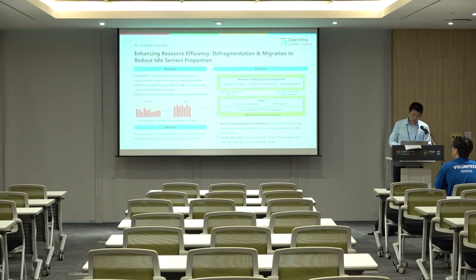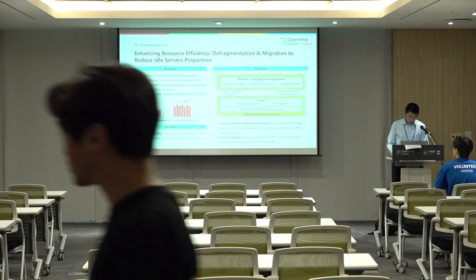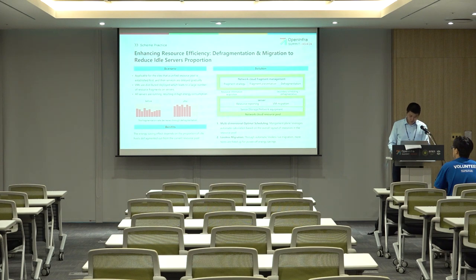So we can use defragmentation. That means we will centralize the VM deployment onto some servers, and then some servers will be empty. After defragmentation, the empty servers we can also call idle servers. We can power off these servers. Therefore, we can consume zero power or close to it. This is just for some special scenarios, if they have a data center where many servers can be idle.